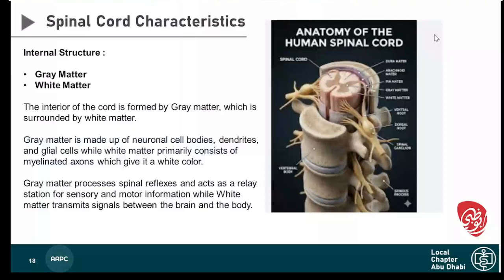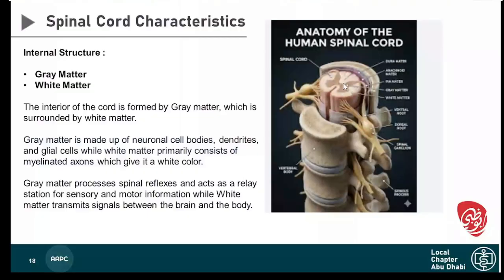So internally the spinal cord is made up of two matters, gray matter and white matter. Externally it is protected by a covering called the spinal meninges. Okay, understand. So this gray matter, what is it? The interior of the spinal cord is formed by gray matter, and the gray matter consists of neuron cell bodies, dendrites, and glial cells.